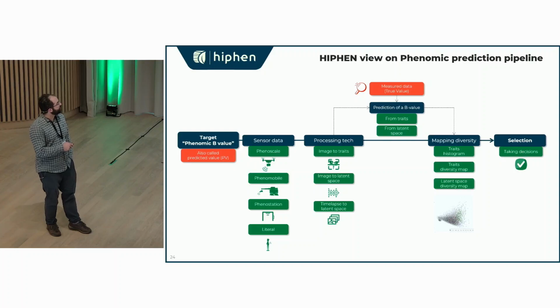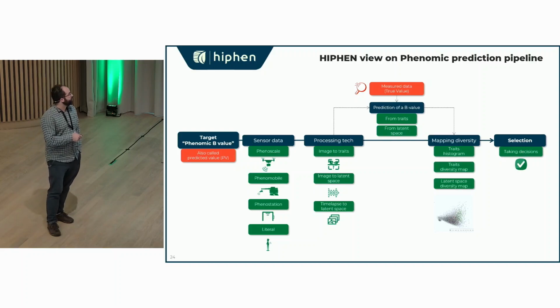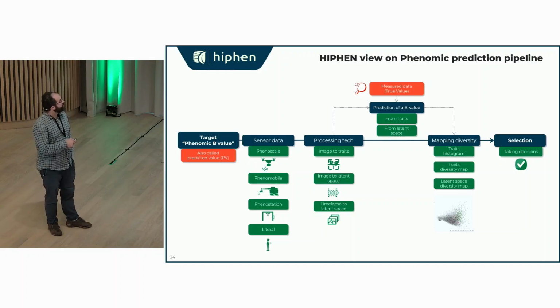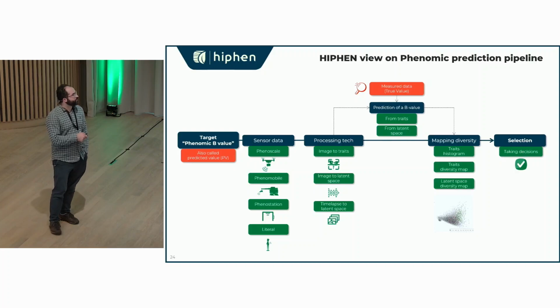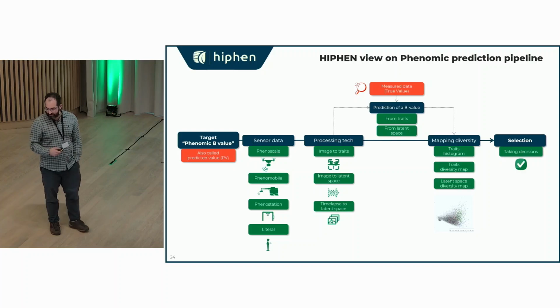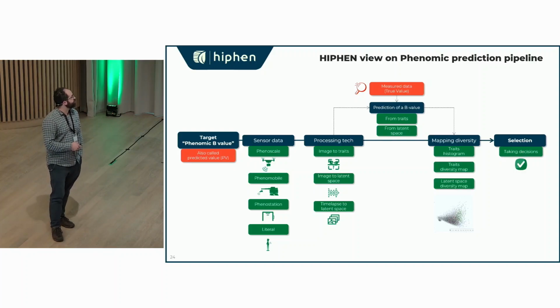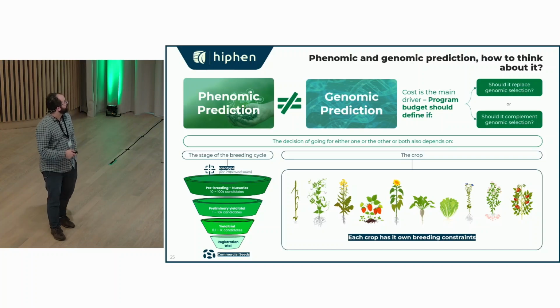Do we want to work directly with the traits? Do we want to work in the image with the latent space of an image, as we did for sunflowers? Or do we want to work in the time-lapse latent space, where there's a lot of development that has been done, either to predict your targeted value, or to make the diversity mapping and try to select things that are looking like crops or cultivars that have a high market value. And then, of course, you make your decisions. So that's a little bit how we think of it.